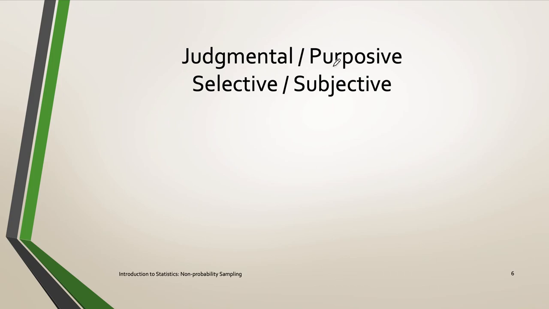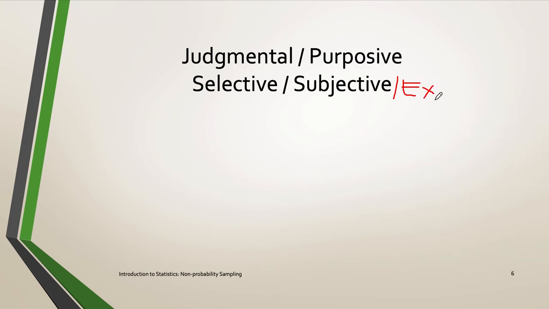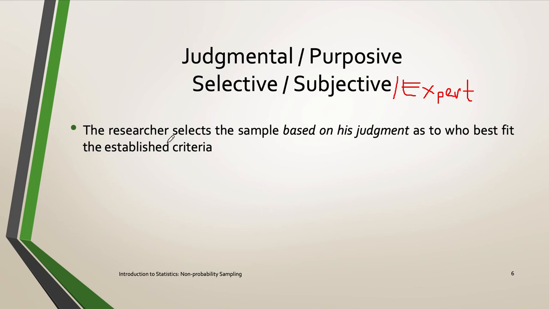Next is number two. We have the judgmental or purposive, or selective, or subjective, or expert. I forgot to name it expert. Sorry for my penmanship. Now, in expert sampling, the researcher selects the sample based on his judgment of who best fits the established criteria. So if he or she sees that these individuals are the best fit, they will be the ones who will be part of the sample.